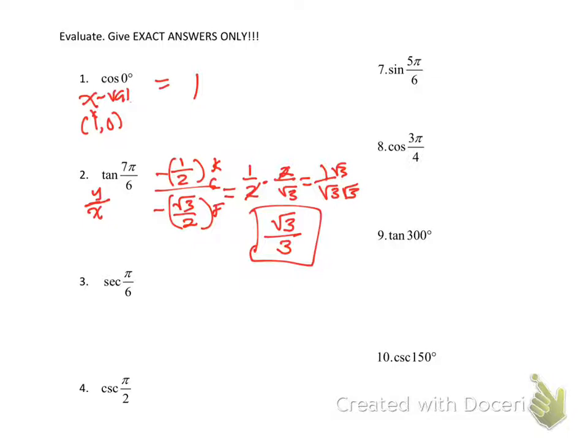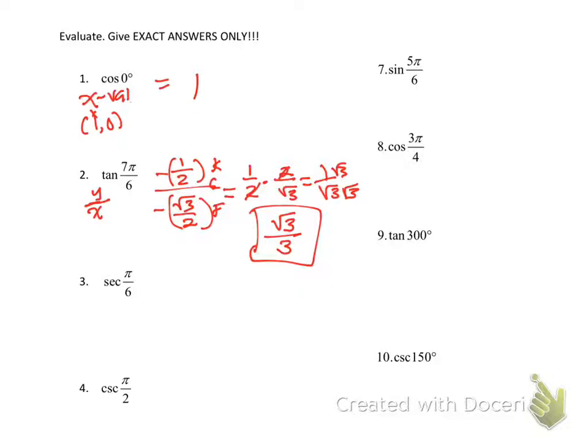And could you check this by putting it in your calculator? Sure. Your calculator's not in radians, so I wouldn't do tan 7 pi over 6. I would look at my unit circle and see, 7 pi over 6 is 210 degrees. So let me do tan 210, see what decimal I get, and check that that's what the other one is, okay?